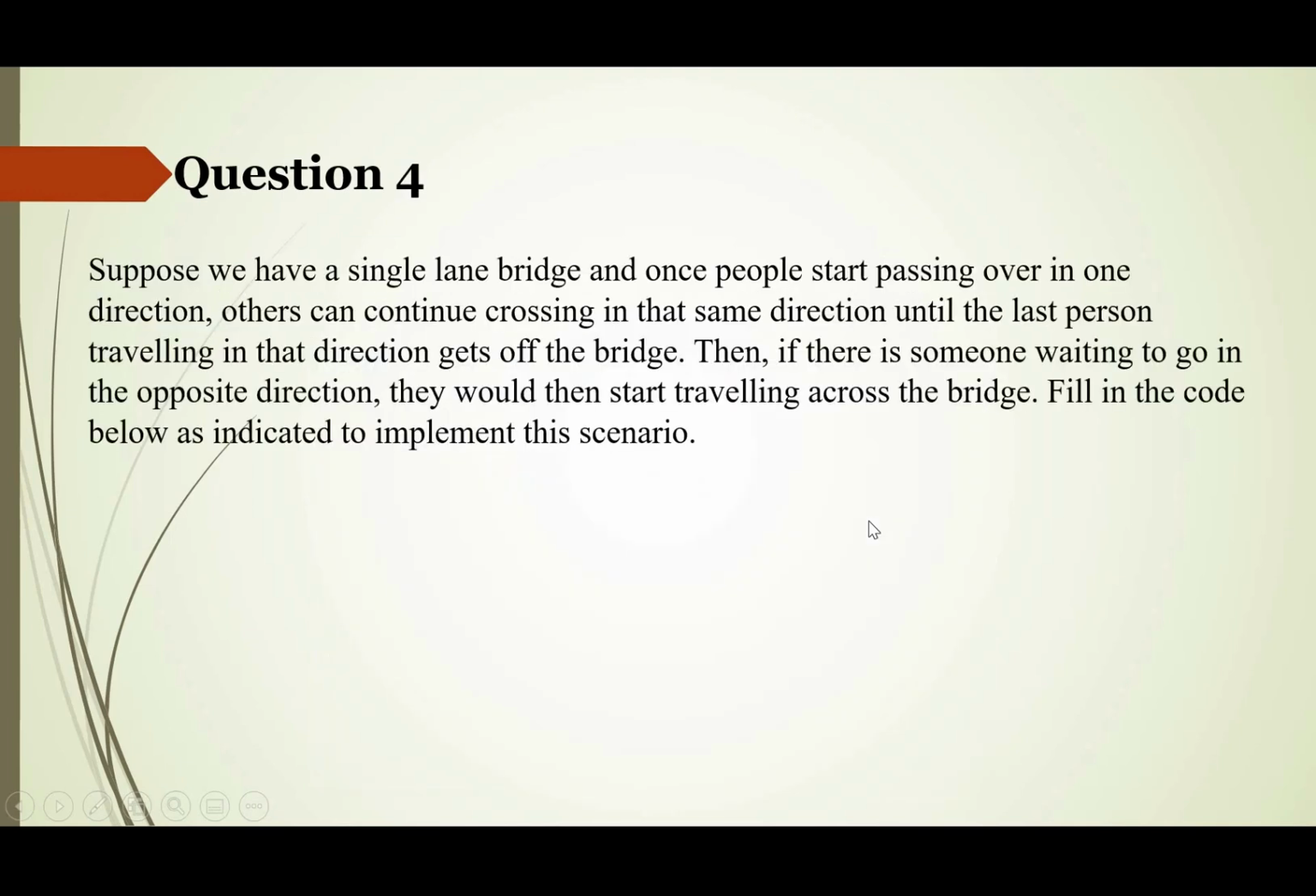Okay, so let's go for the next question. It's kind of the comprehensive question, which is very important. Suppose that we have a single lane bridge, and once people start passing over it in one direction, others can continue crossing in that same direction until the last person traveling in that direction gets off the bridge. Then, if there is someone waiting to go in the opposite direction, they would then start traveling across the bridge. Fill in the code below as indicated to implement this scenario.